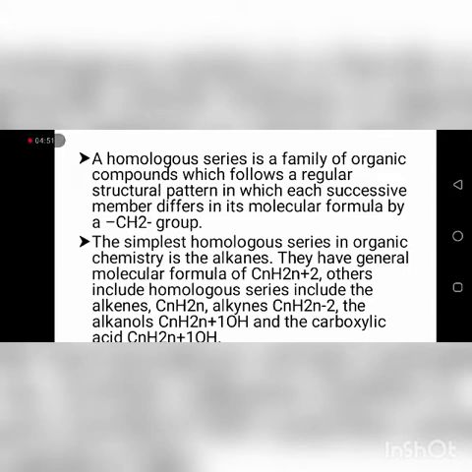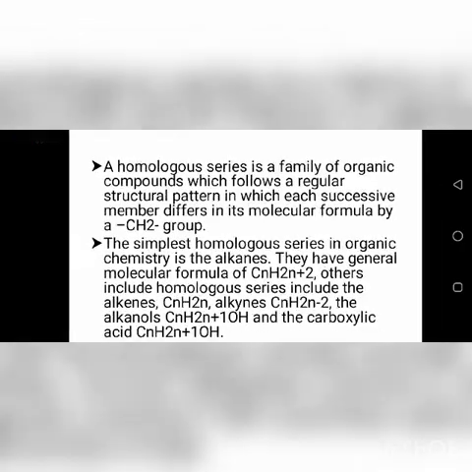Hence n starts from the whole number 1. Other homologous series include alkene, whose general molecular formula is CnH2n, and alkyne, which is CnH2n-2, as well as the alkanols and the carboxylic acids with their respective general molecular formulas.